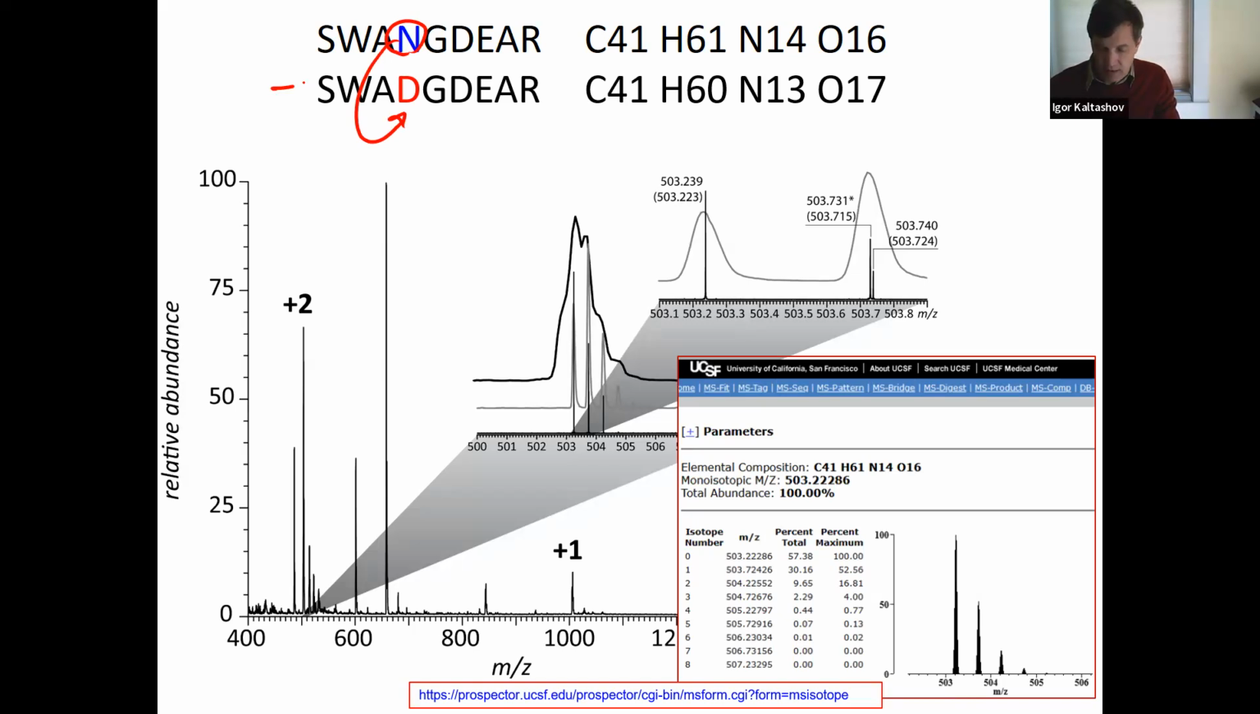If this degradation product is present at relatively low abundance, then it would nearly coincide with the +1 isotopic peak of the main peptide, right? And unless you have very high resolution, as in this case is provided by FT-ICR MS, then you would not be able to resolve that. Okay, so this is one of the reasons we need high resolution.